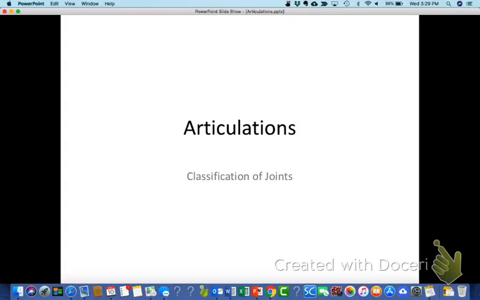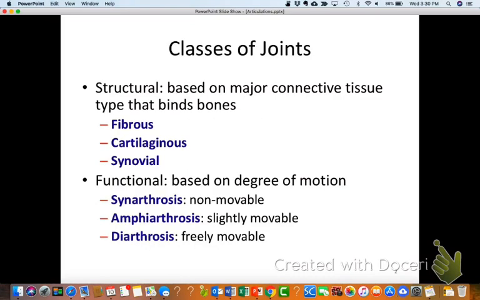This is the lecture on articulations, the classification of joints. We classify joints in two different ways, structurally and functionally. Our three structural classes are fibrous, cartilaginous, and synovial. Our three functional classes are synarthrosis, which means non-movable, amphiarthrosis, slightly movable, and diarthrosis, which means freely movable.